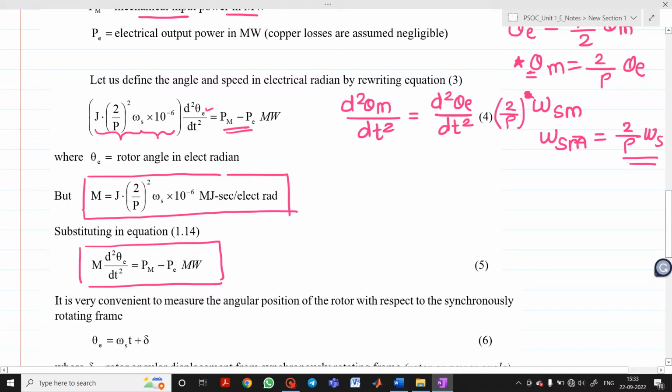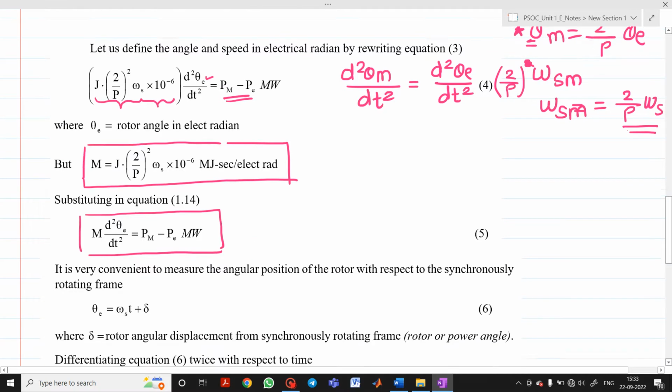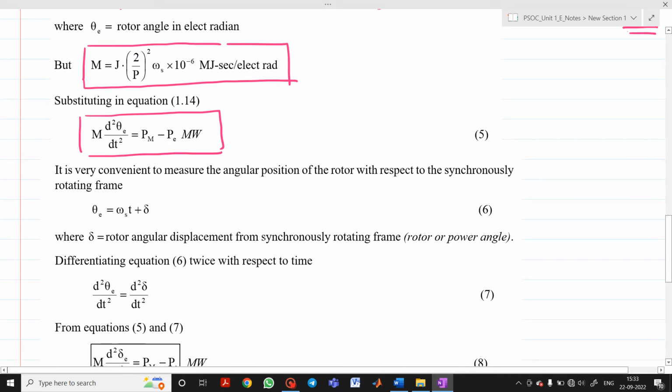Now it is very convenient to measure the angular position of the rotor with respect to a synchronously rotating frame. Now what is the meaning of this? Let us say I will draw a diagram here.